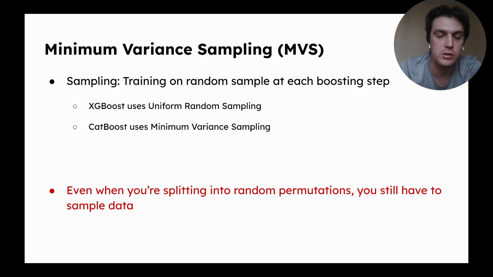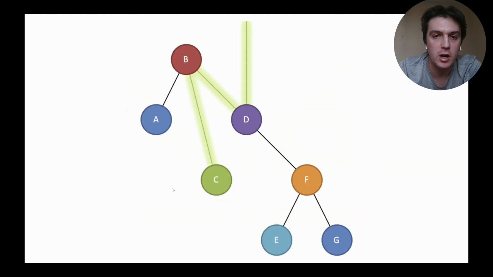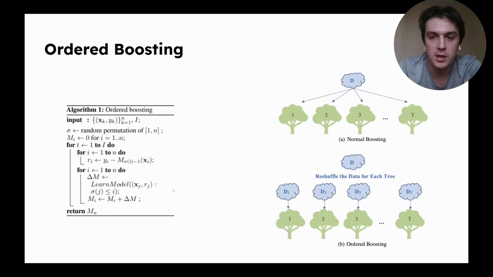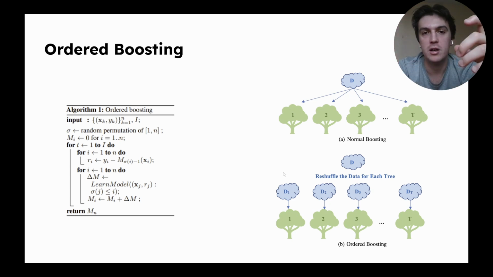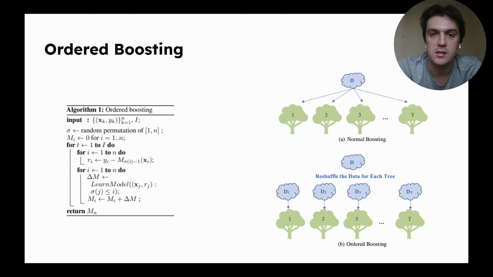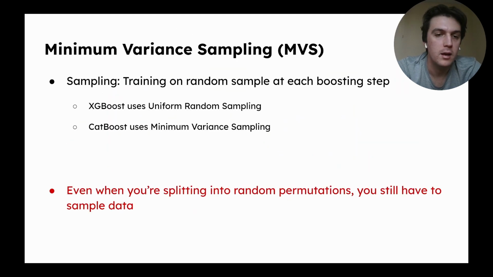Don't confuse this with what we talked about in ordered boosting, where we're reshuffling the data and only training on permutations. That's a separate issue. This reshuffling and training on permutations is not considered our sample. The sample would be once we reshuffle and create this new permutation for each tree, then on that permutation we take a sample, because we're not going to train on the entire permutation. That's still going to be too costly.